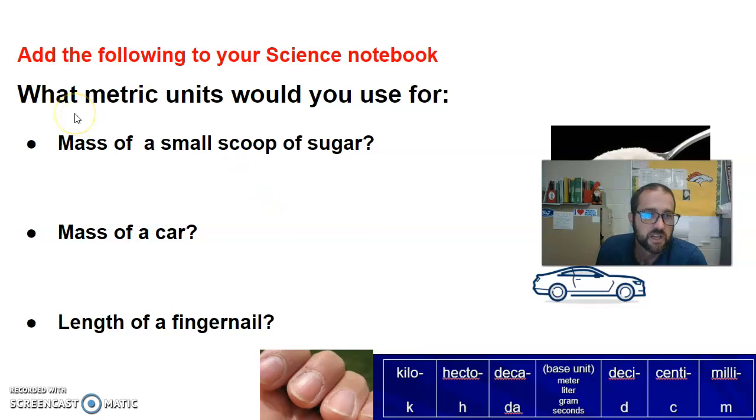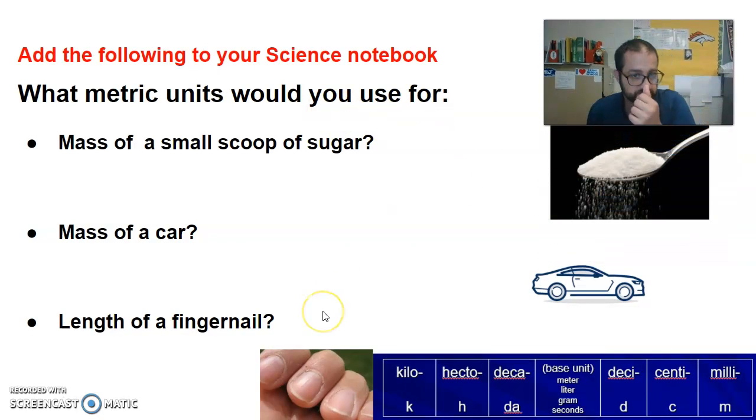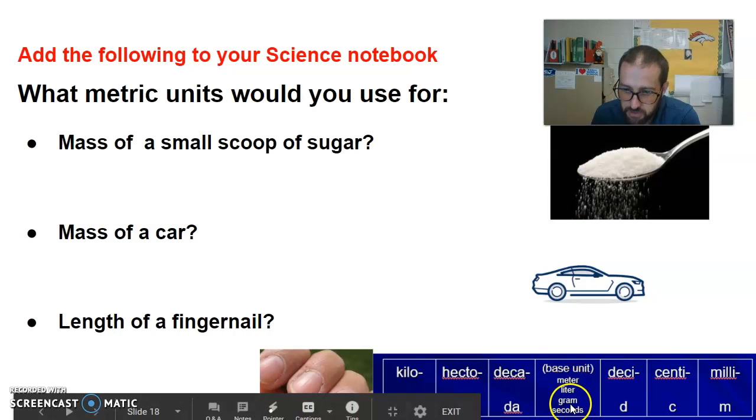Okay, this is also going in our science notebook. We'll hit pause, let you get these questions down. Okay, so what metric units, remember we're trying to use metric here, not things like pounds or ounces. What would you use for a small scoop of sugar? Something like that, like putting in your coffee. So probably we'd just go with straight up grams right here.